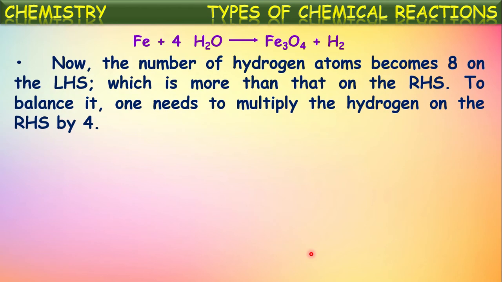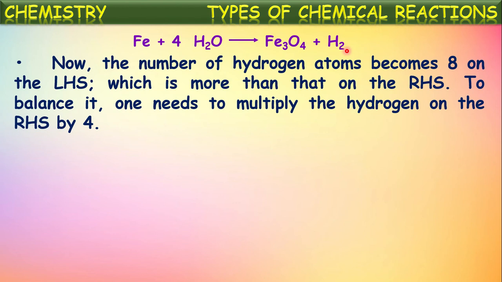Now the number of hydrogen atoms became 8 on the left hand side, which is more than that on the right hand side. How many hydrogen atoms are there now? In each molecule of water, there are 2 hydrogen atoms. Totally how many molecules has it become now? By balancing oxygens, it became 4 water molecules. So from the total 4 water molecules, the number of hydrogens became 8 here. But on the right hand side, still there are only 2 hydrogen atoms.